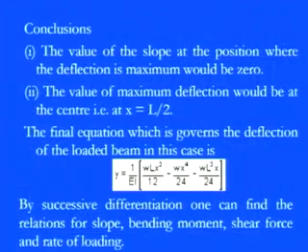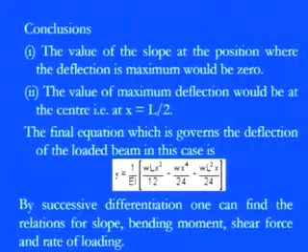The value of the slope at the position where the deflection is maximum would be 0. That means if you want to calculate the slope where the deflection is maximum, it always gives you the value 0. At the center position, where we have the maximum deflection, the slope is 0. The maximum deflection is always at the center, as we discussed, so at x equals L by 2.